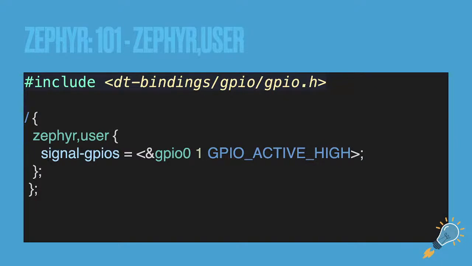So here's an example of using the Zephyr user, and they just created this array of GPIOs, signal-GPIOs, and the Python scripts and all the crazy magicalness that will happen in Zephyr in the backend when you're compiling will actually put two and two together and make this available to you in your code as a GPIO.